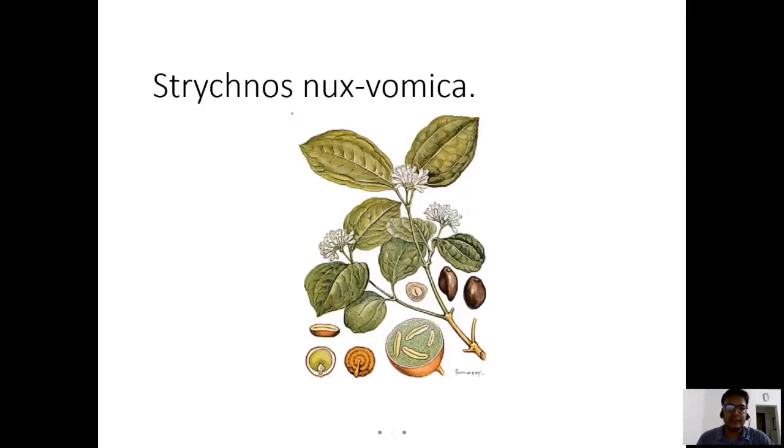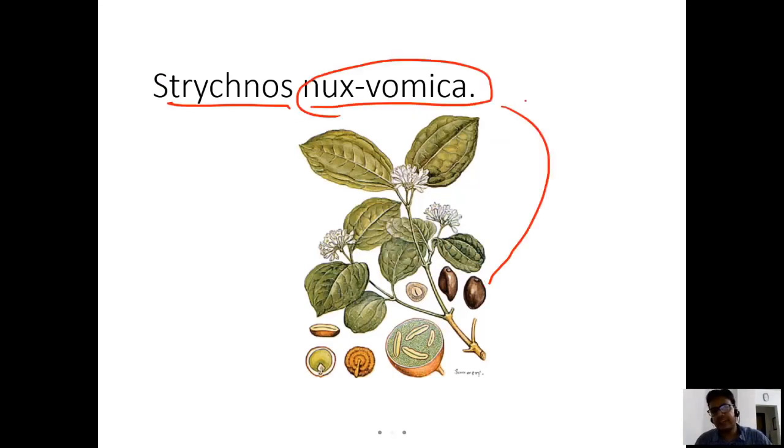This is strychnine. This question also comes in the exam. Nux vomica, brown seed. One seed is a fatal dose. This is known as Nux vomica.